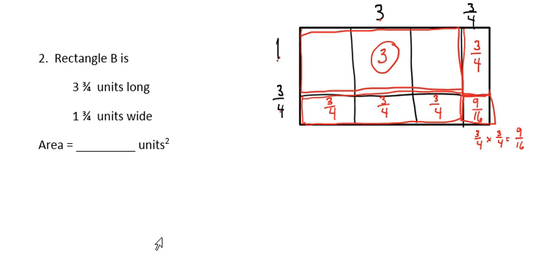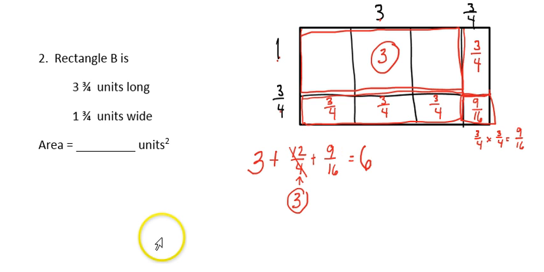Now let's combine all of these. I have the 3 wholes. Now I'm going to count my 3/4. I have 4 sections of 3/4. That would be the same as 12/4. And then I have the 9/16 in the corner. Let's look at the 12/4. That's the same thing as 3 wholes. So we'll change that to 3 wholes. 3 plus 3 is 6, plus 9/16 is 6 and 9/16. So the area is 6 and 9/16 square units.